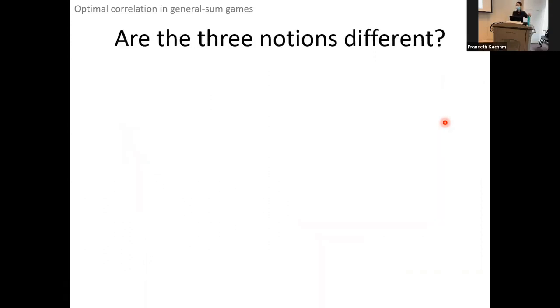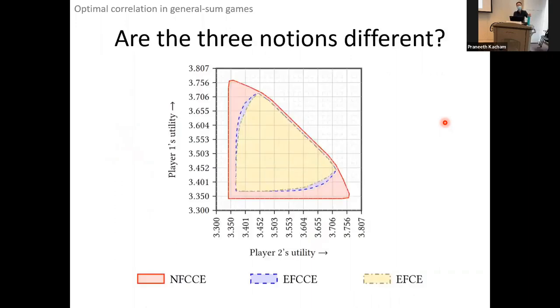So are these three notions even different? It turns out, yes. Here's an example game that we were running experiments on. What I've plotted here is the space of possible payoff profiles. On the y-axis we have player one's utility, on the x-axis player two's utility. This point, for example, means that in normal form coarse correlated equilibrium, it is possible for player one to get utility 3.75 and player two to get utility 3.32 or whatever. As we can see, each polytope is strictly contained in the next one, so all three notions are strictly different in this case.